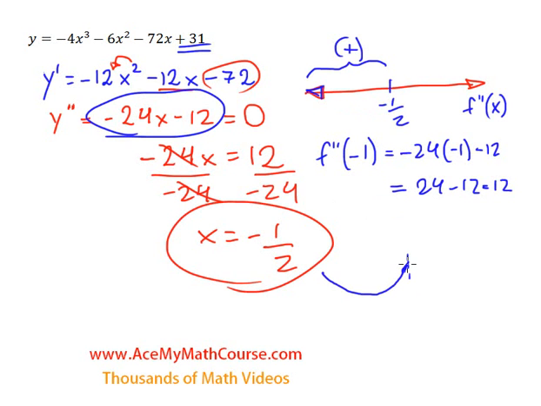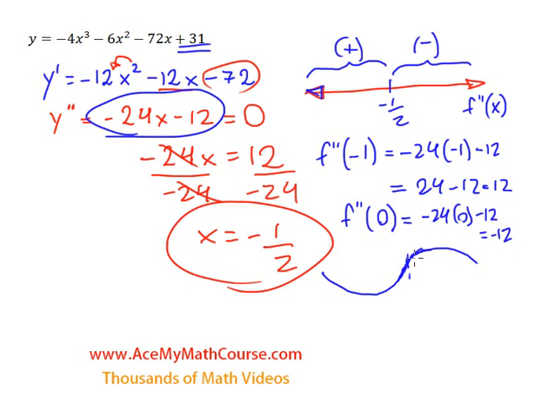At negative half, it's going to change concavity, and it's nice to test it anyways. In this case, I guess we could assume that it's going to be concave down, but I want to prove that by plugging in a value that is greater than negative half for x. So plug in 0. So that'll be negative 24 times 0 minus 12. So I get negative 12. It's a negative value, so therefore the function's concave down. The graph of the function's concave down to the right of negative half.